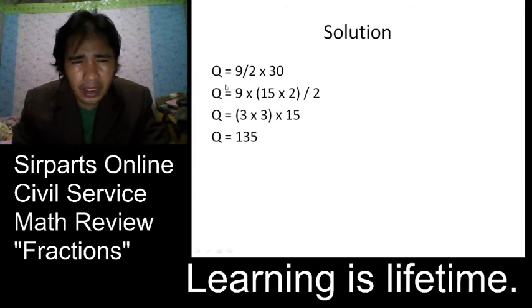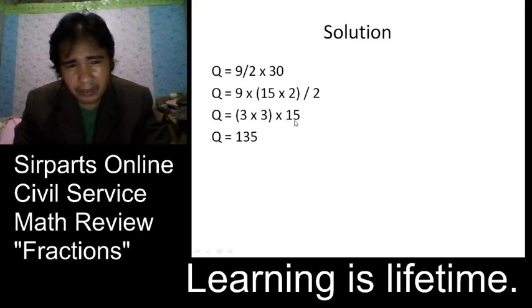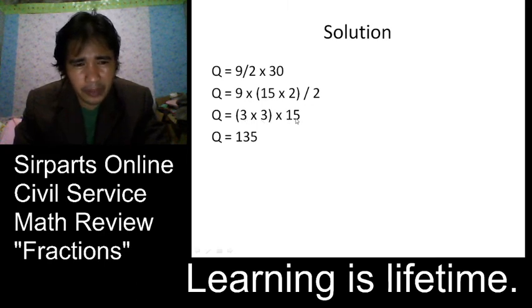Okay, next. We have Q equals 9/2 times 30. So 9 times, we get the factors of 30. So 15 times 2, that is equivalent to 30, divided by 2. So the 2 will be cancelled out. Then you have 9 times 15. So what you will do here is look for the factors of 9, which is 3 times 3. So 3 times 15 is 45, times 3. So 45 plus 45 is 90, plus 45, 135.